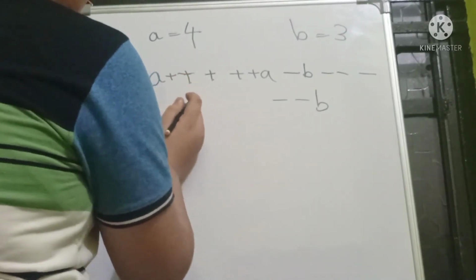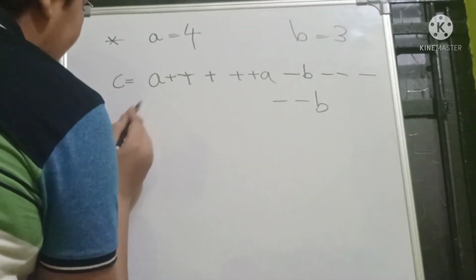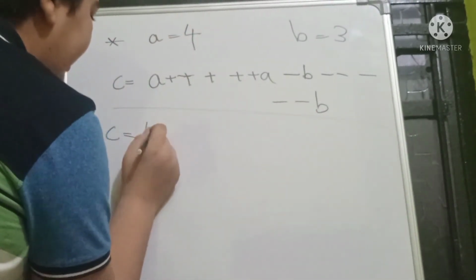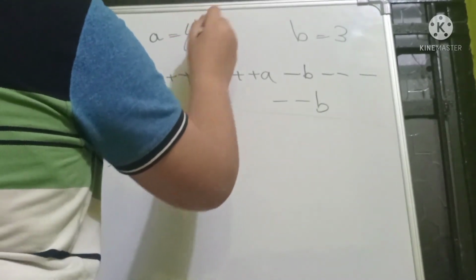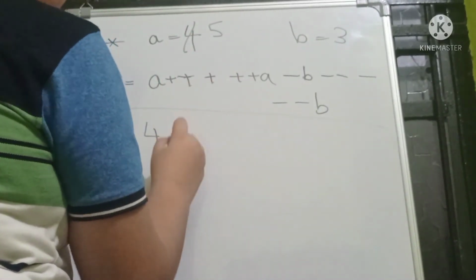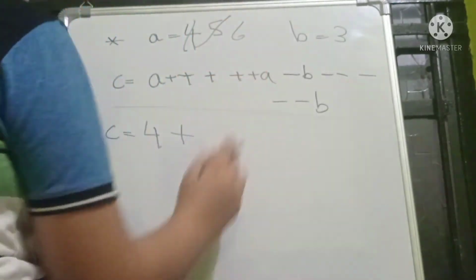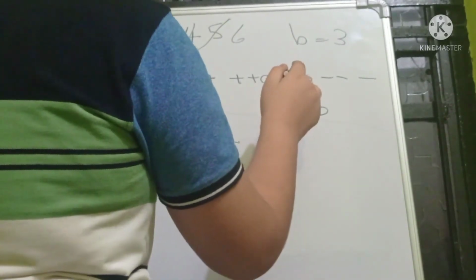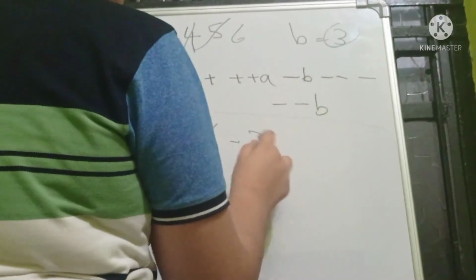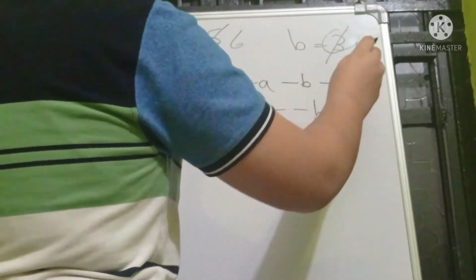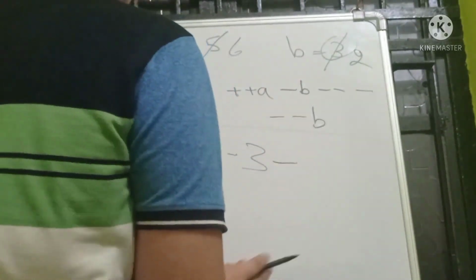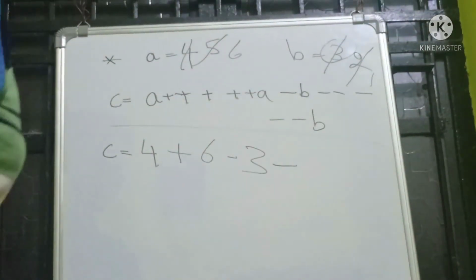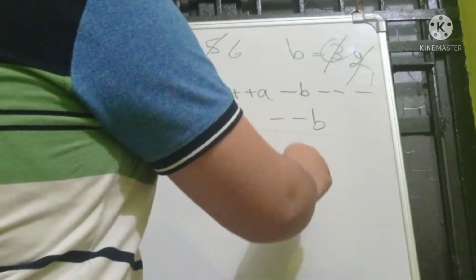A plus plus means A is written. You have to write C is equal to A. What is the value of A? 4. Plus plus, if you add the plus sign, plus plus A is 6. A is written, you write 6. Then minus B. You will write the value of B, that is 3. Minus minus, you will deduct 1, it will become 2. Minus minus B. First you will deduct the value of b, it becomes 1, and then print b.